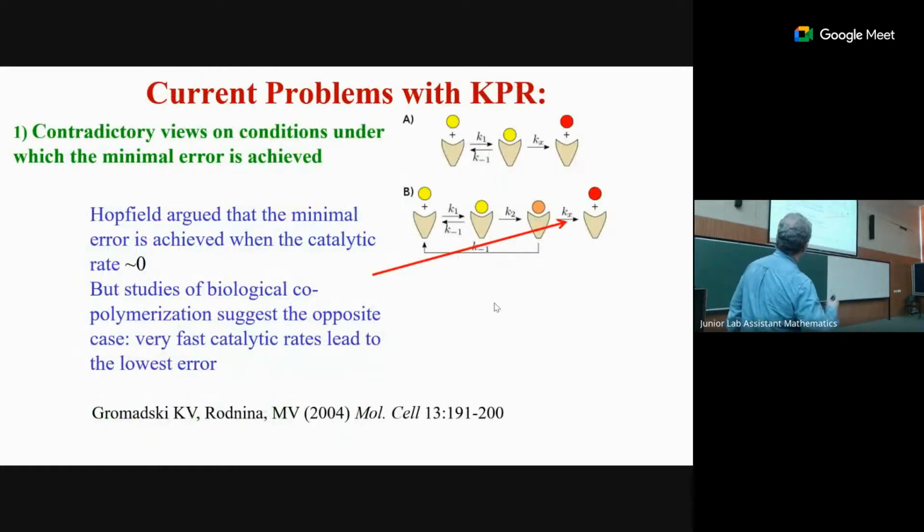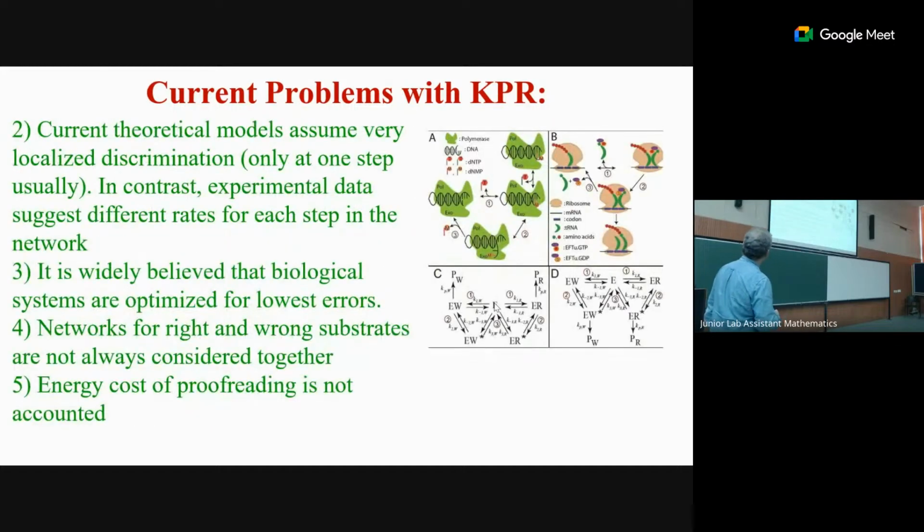Okay, there are many problems with kinetic proofreading. People still don't understand under what conditions you might achieve the best possible minimal error. Hopfield suggested one thing, which actually was wrong. Experimentalists suggested other things. There are other problems with kinetic proofreading. I mentioned them here, but the most important is this one.